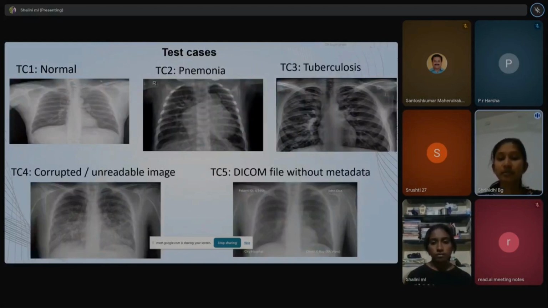Here are some images of test cases. The first one is normal. There is no effect in this. In pneumonia, the upper part is affected with white patches. In tuberculosis, the lower and middle part is filled with white patches. The fourth one is an unreadable image. The fifth one is a DICOM file.